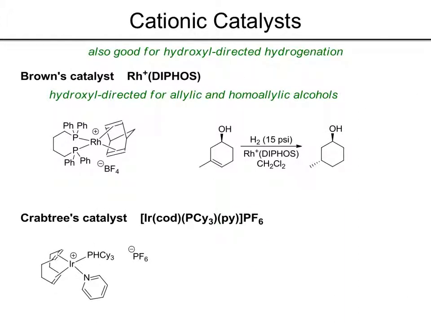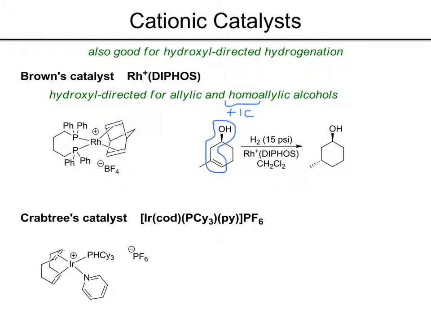Now let's continue with homogeneous catalysts but focus on cationic catalysts. These are good for hydroxyl-directed hydrogenation. The first example is Brown's catalyst, and that is rhodium diphos. This is the structure of rhodium diphos. And this is great for allylic and homoallylic alcohols. Homoallylic is just an extra carbon than an allylic alcohol. So this is an example of a homoallylic alcohol.